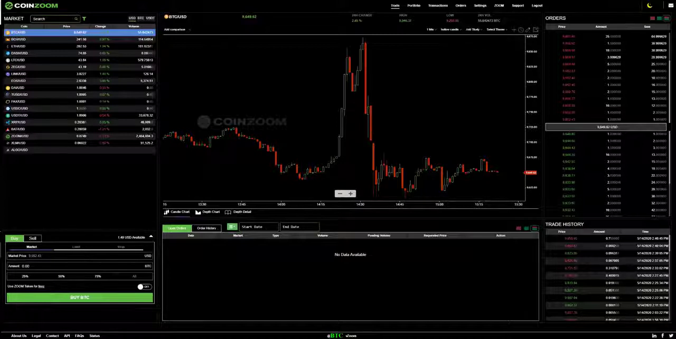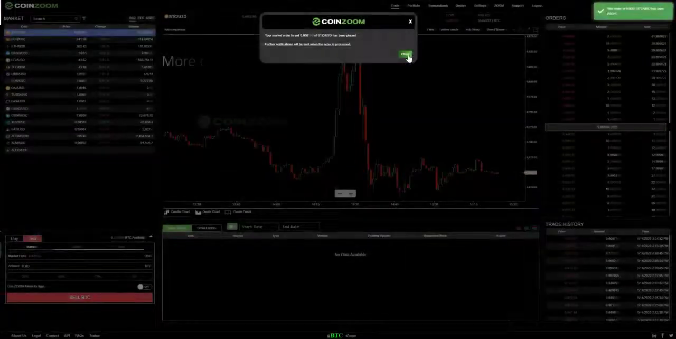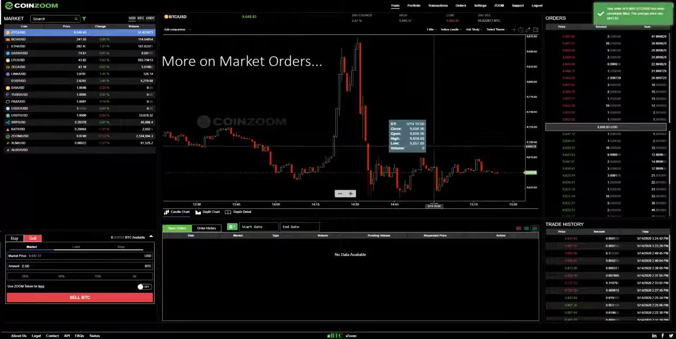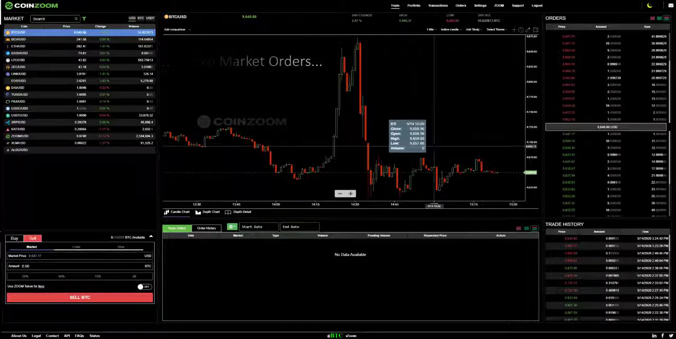CoinZoom has some of the best rates in the world, and by using the rewards program, they can be even lower or free. Market orders are often used when rapid execution is prioritized over the price at which the order executes. When placing this order, the trader prefers the trade to happen immediately, but at the best current price available.